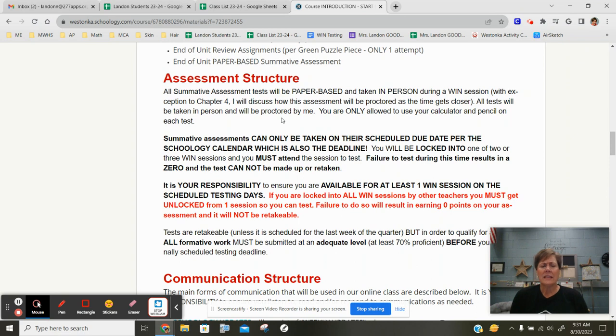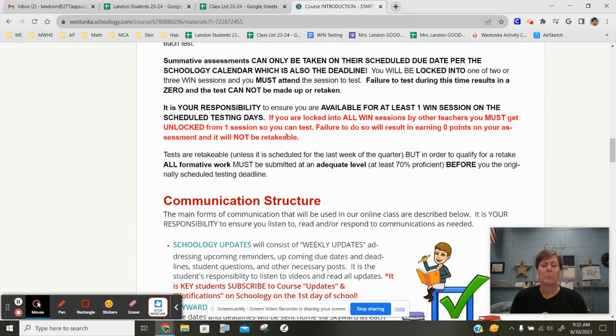So you will be seeing more about this assigning you to a win time and coming in. When our first chapter test comes in, I will talk more about that. If you don't attend the win session, by the way, that is the deadline. And if you miss the test, it would be a 0 and you can't make that up, and it would not be retakeable. So that's really important to be cautious of in that case.